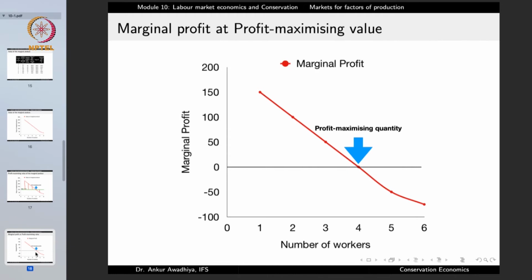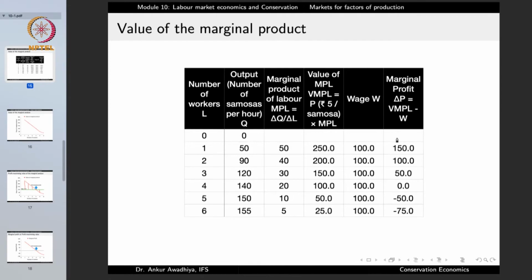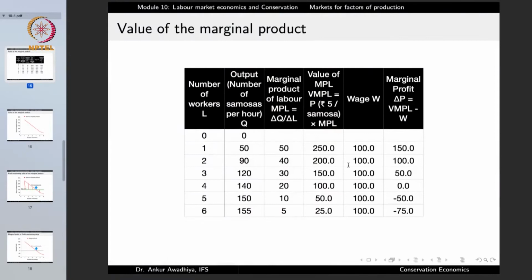We can also look at the marginal profit in each case. So what is the marginal profit? It is defined as the value of the marginal product of labor minus the prevailing wage rate. So if we did this computation for the first labor, the value is 250 rupees, the wage is 100 rupees, so the marginal profit is 150 rupees. That is, if the company hires this labor, then by hiring 1 unit of labor, the company will increase its profit by 150 rupees. So that is the marginal profit.